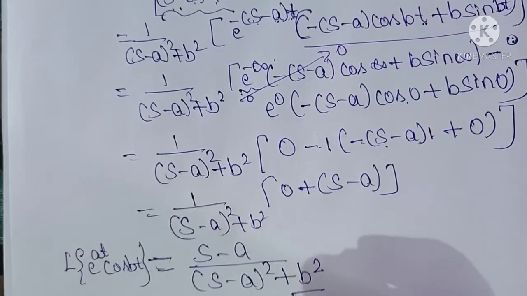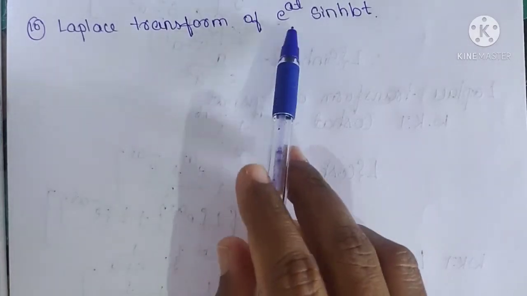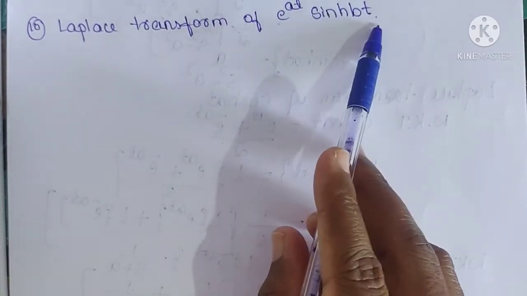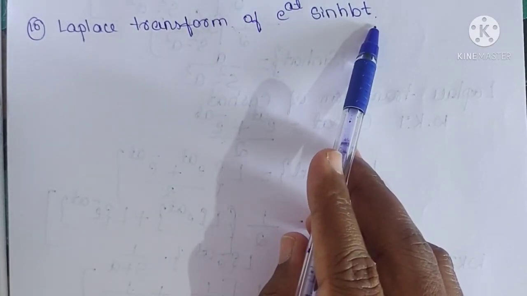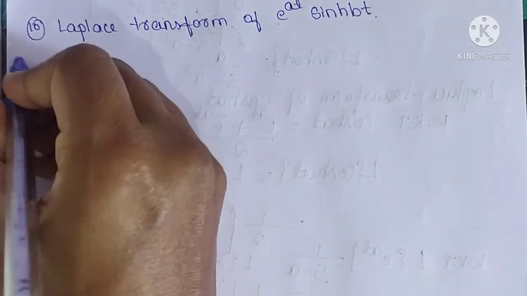Hence the solution. Problem: Laplace transform of e power at into sinh bt. This problem we can solve in two ways. I'll solve in both the ways. Whichever method is easy, you go for that method. Now let's see the first method.